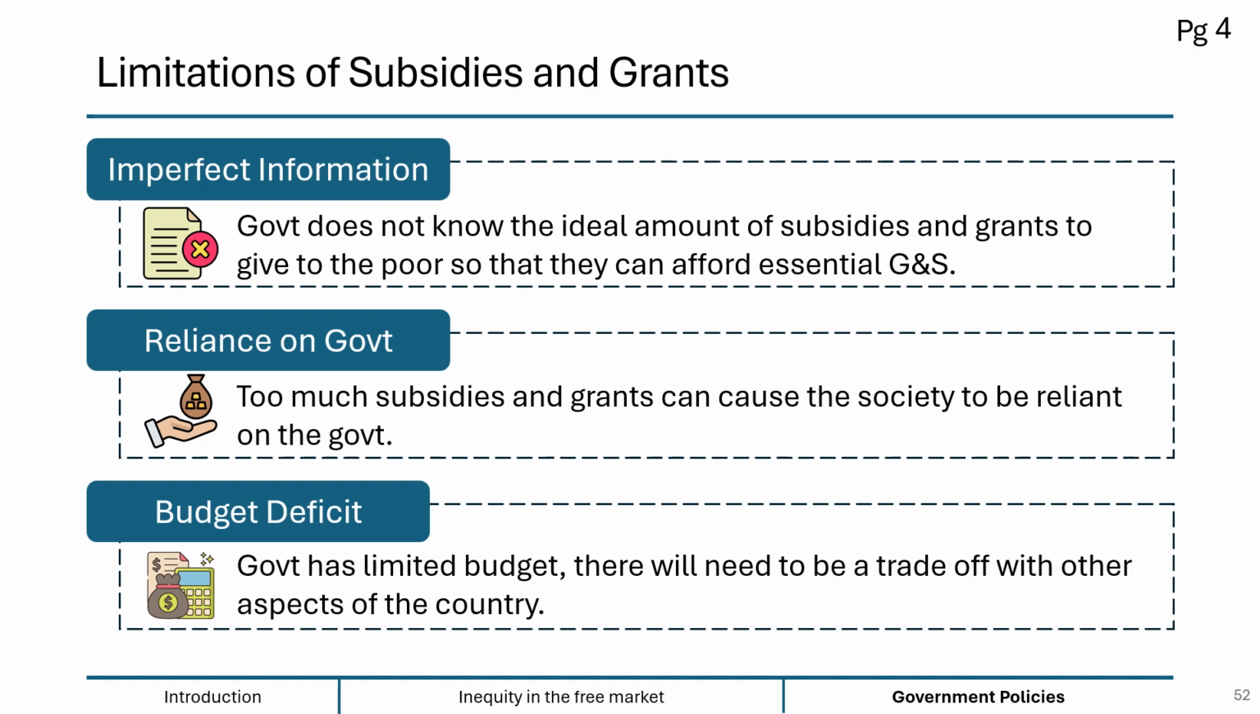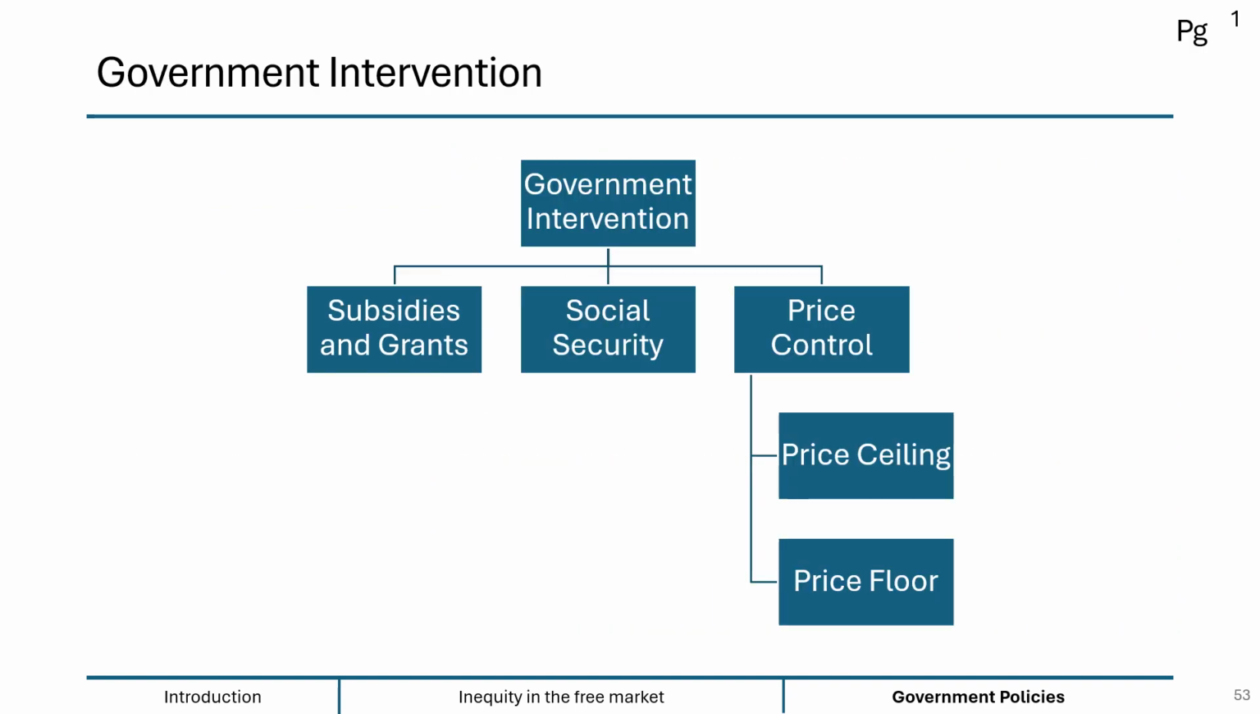So there's a trade-off with other aspects of the country. The previous example was on healthcare, right? So if we are giving subsidies and grants to healthcare, then what about the other industries like education, like our transport infrastructure? So this is a budget deficit that the government needs to think about. So subsidies and grants are quite straightforward, okay? Then we move on to social security.